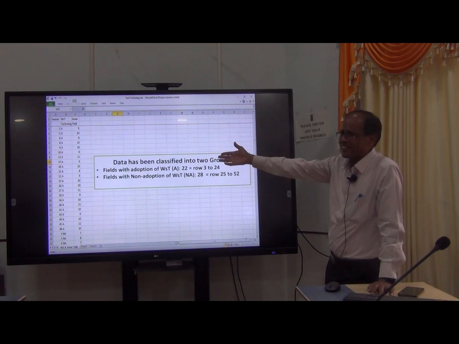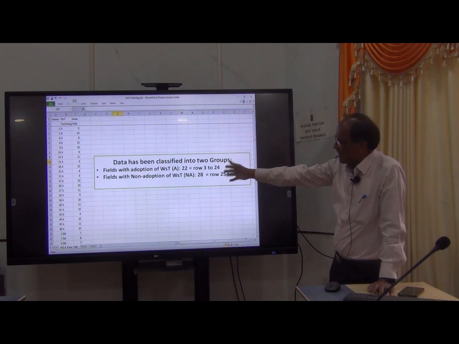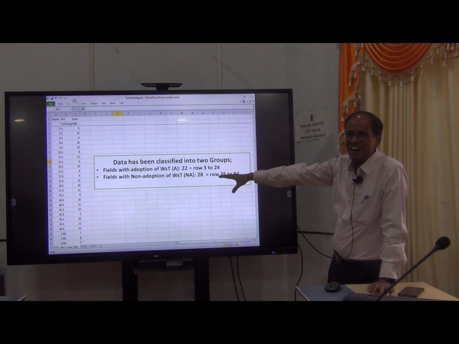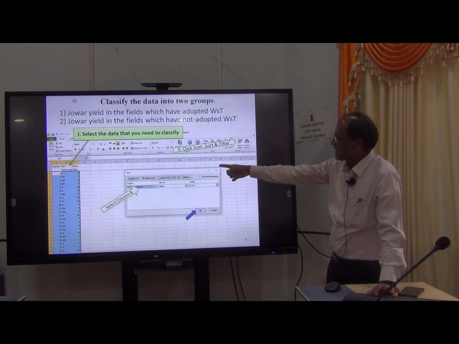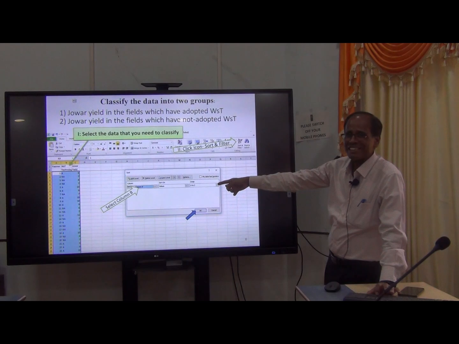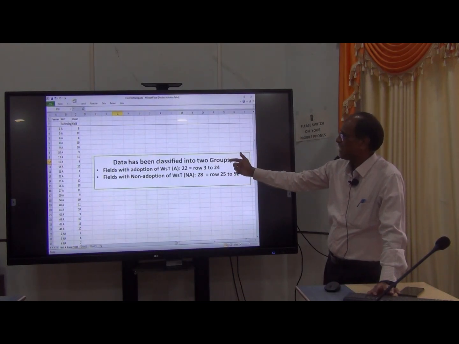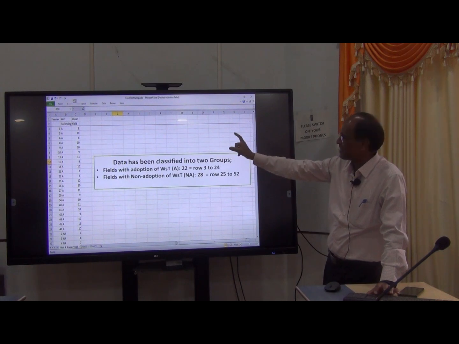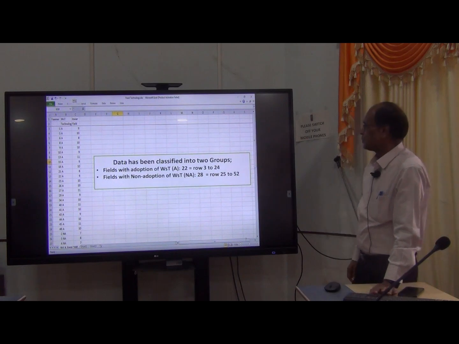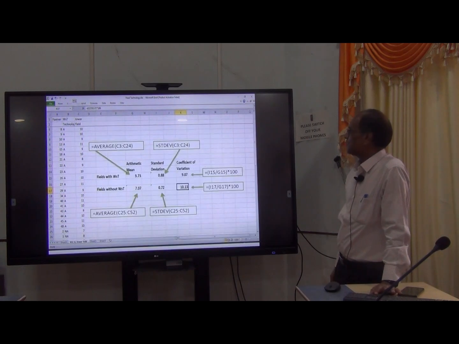Now the data is sorted, all the adopters are together. Earlier it was a mixture. Now we have sorted A; just after 1 we have 5, observation number 5. That means it has sorted. Data has been classified into 2 groups, the adopters and non-adopters groups.